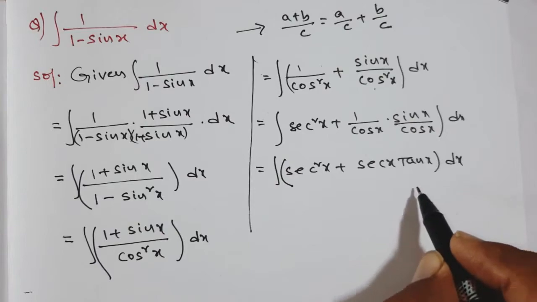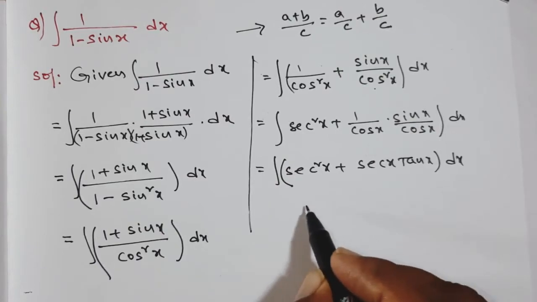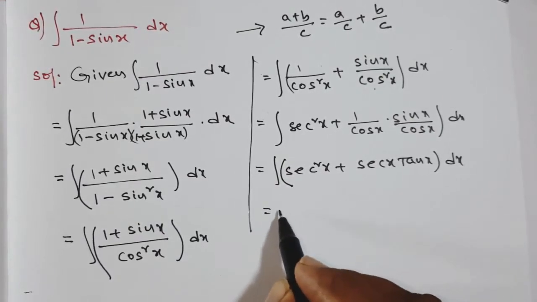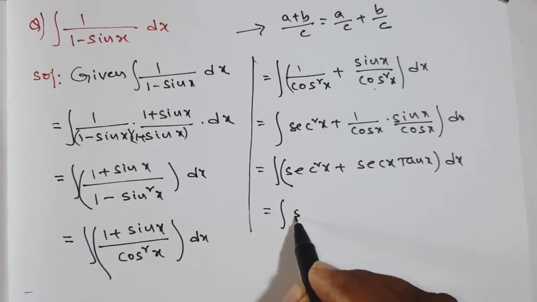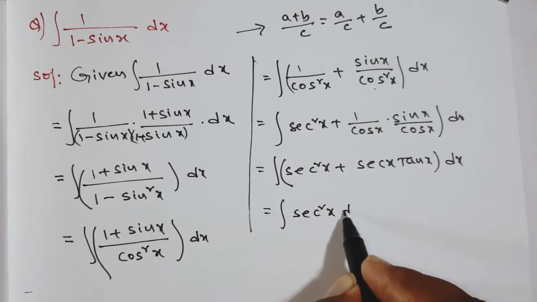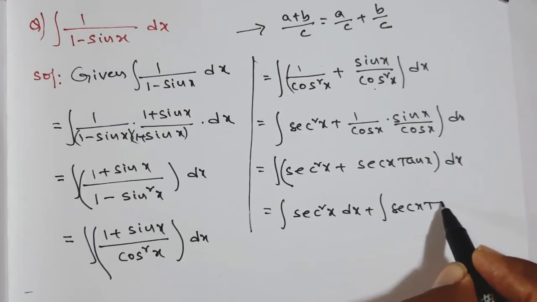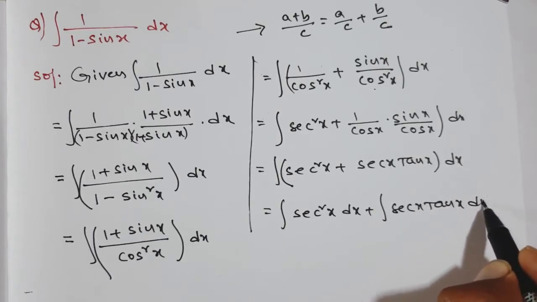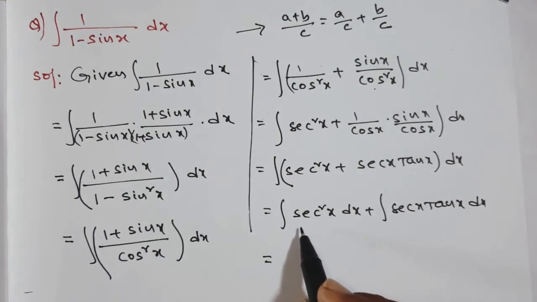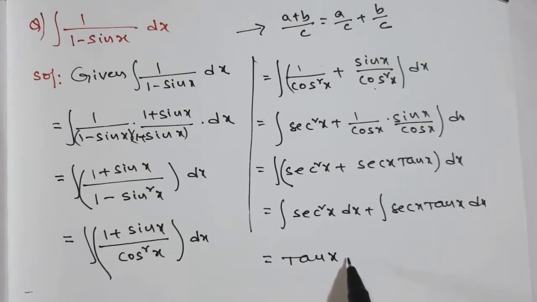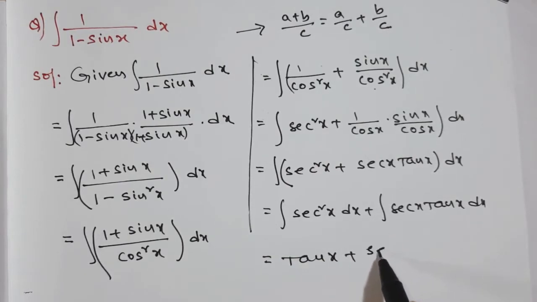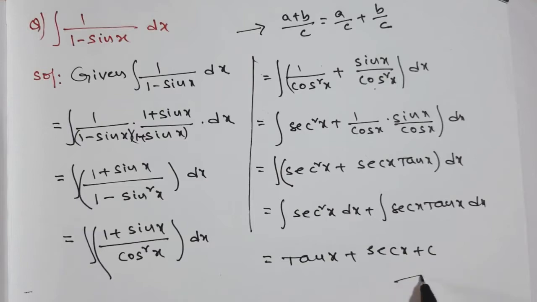This is the integral of u plus v form. So we apply the integration of a sum of functions: integration of secant square x dx, plus integration of secant x tan x dx. We apply the standard formula: the integral of secant square x dx is tan x, and the integral of secant x tan x is secant x plus c.